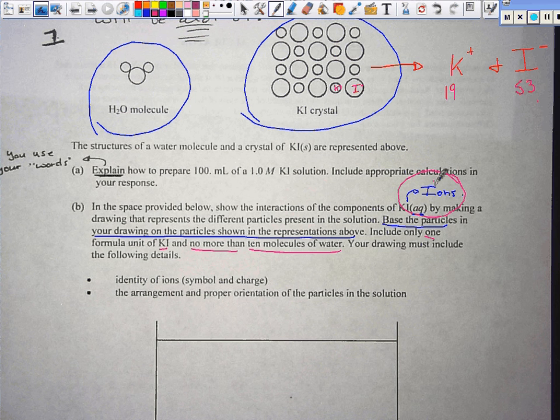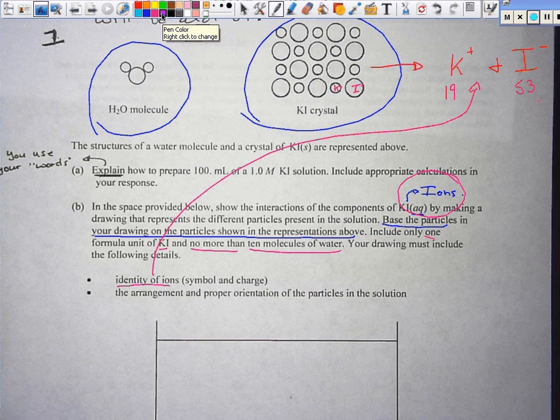Your drawing must include the following. And here's the biggest deal. Identity of ions, symbols, and charge. Isn't that what this is? We're good there. We just have to draw it with the little circles around it. And number 2, this is where every one of you probably would have failed this, because you didn't know what to do here. And when you see it, you're going to be like, I would have gotten that if I would have just known what it meant. The arrangement and, here's the key, proper orientation of the particles in the solution. Proper orientation. What does orientation mean? The way it's presented, how it's arranged, right?